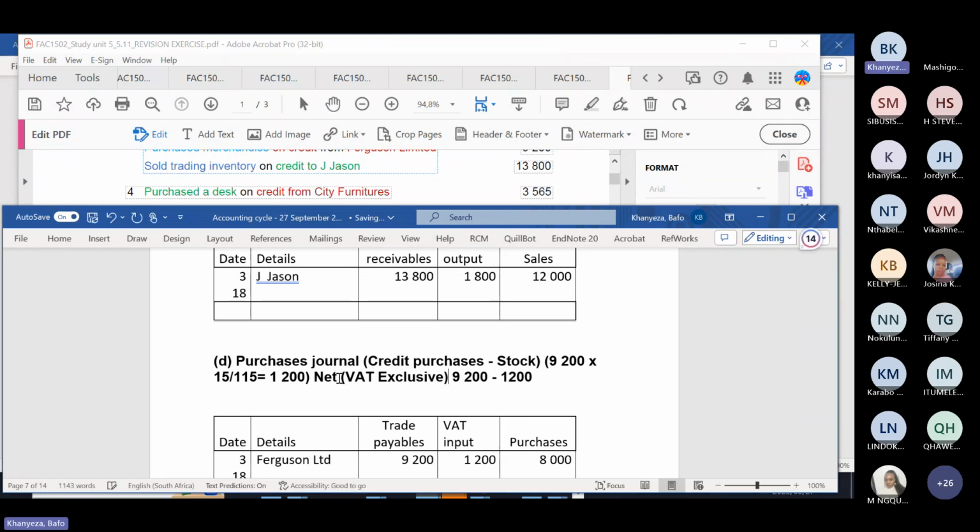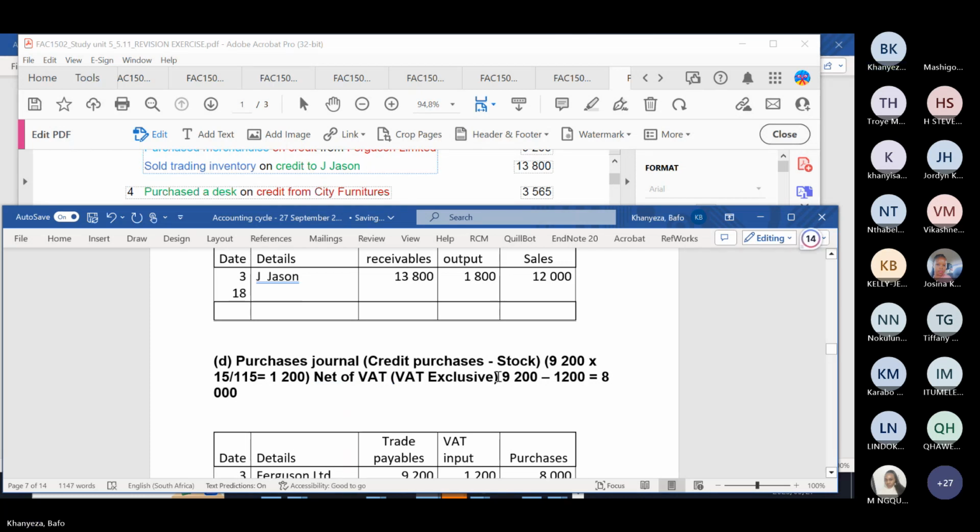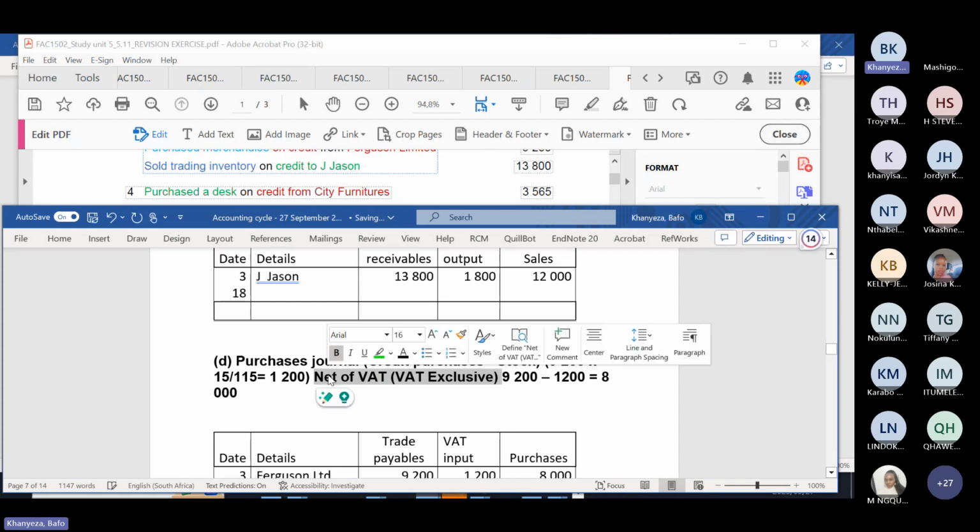If you've got a slip or a receipt from your clothes, you can just check there. They split it for you to say this is the total price, this is how much you paid, and this is what is VAT exclusive. The VAT exclusive amount is equal to 8,000. So VAT exclusive and net of VAT are the same thing. I think that was all. Then shall we continue?